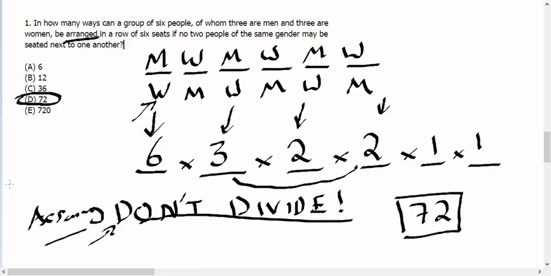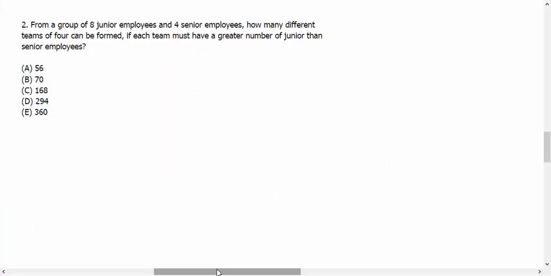Hopefully that made sense to you. Let's take a look at the next problem now. So here it says, from a group of 8 junior employees and 4 senior employees, how many different teams of 4 can be formed if each team must have a greater number of junior than senior employees?